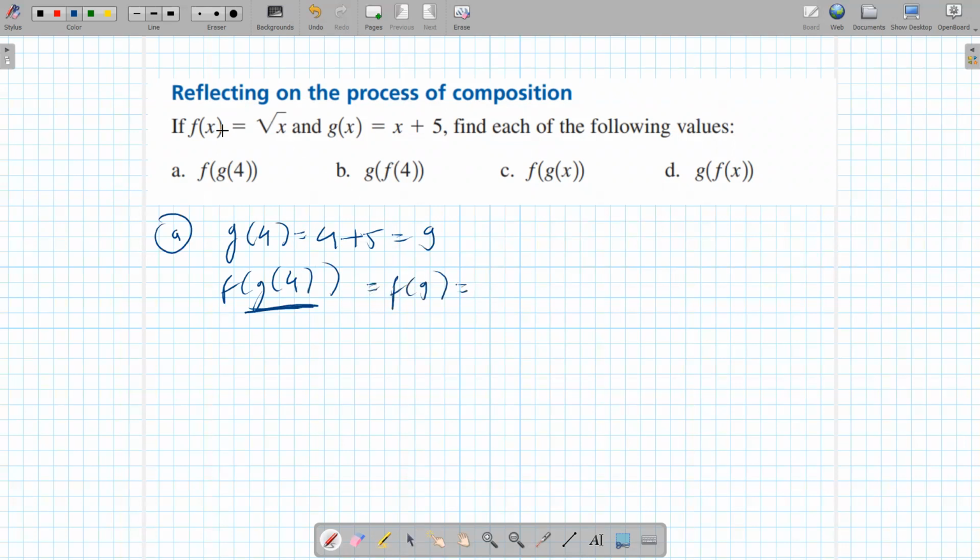f of x is root x, so f of 9 would be the square root of 9. And that'll be 3, and you're done. Cool.